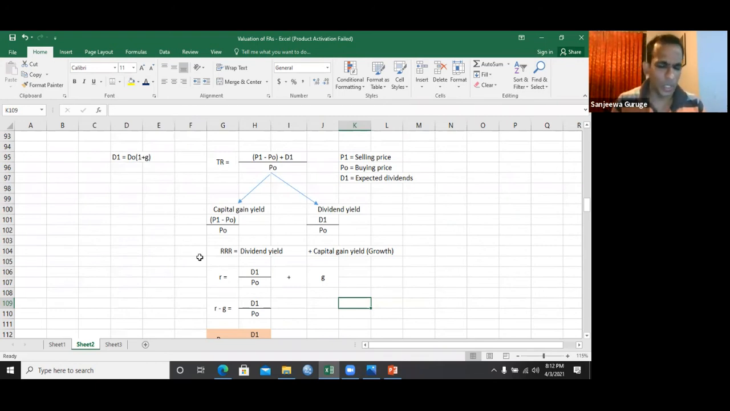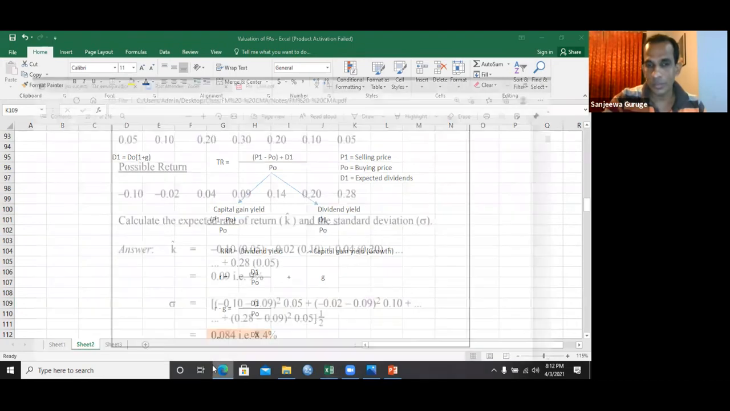So as you very correctly mentioned, if the growth rate is more than the required rate of return, this model cannot be applied. Okay. Thank you, sir.